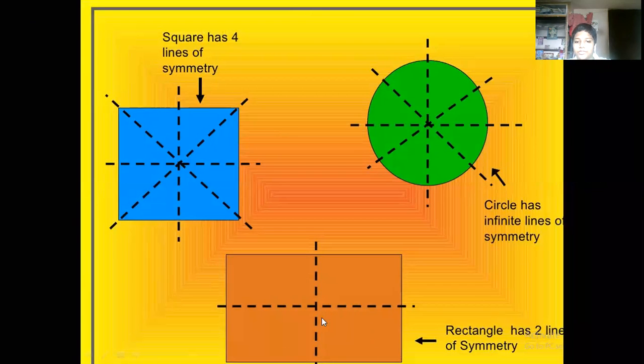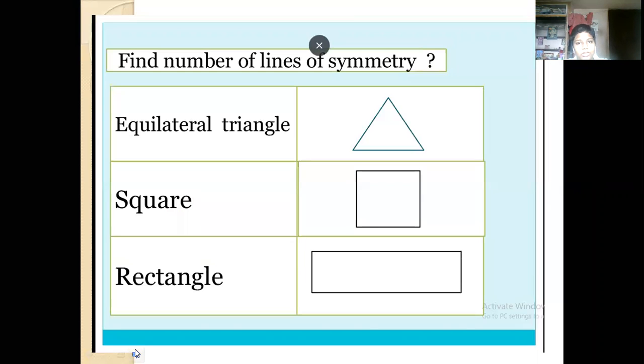The rectangle has two lines of symmetry, horizontal and vertical. Next, find the number of lines of symmetry. This is a small question. We'll be seeing the answers also.